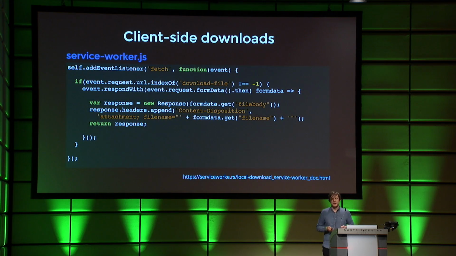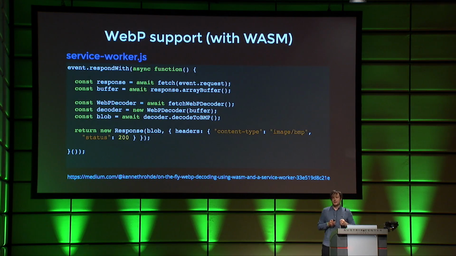Again, based on intercepting, we can easily organize client-side downloads of some assets we created in the browser. Like if we drew an SVG file, instead of going to the server first and downloading from there, we can say get it straight from your client-side app by just providing some headers. And last but not least, a really exciting feature: we can support non-supported formats, like WebP in that case, with the power of WebAssembly, and we can achieve this using a service worker.